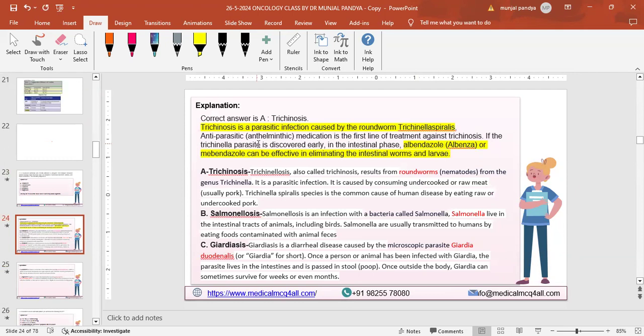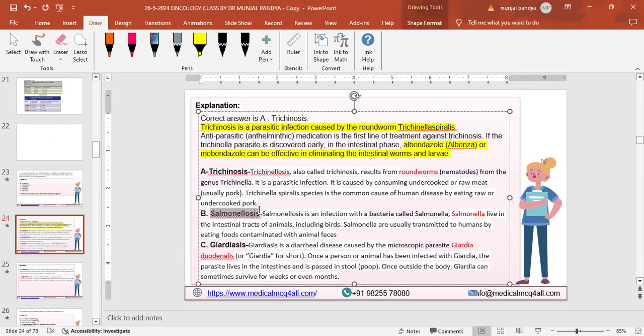If the Trichinella parasite is discovered early in the intestinal phase, the treatment of choice is albendazole or mebendazole, which can effectively eliminate the intestinal worms and larvae. So this is the classical scenario. At the same time, trichinosis is caused by roundworms. You need to know the same. I will share the PowerPoint.